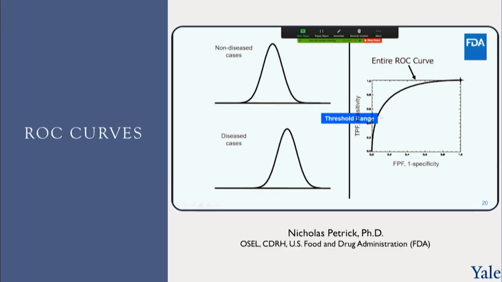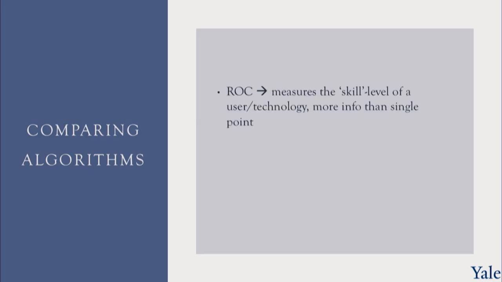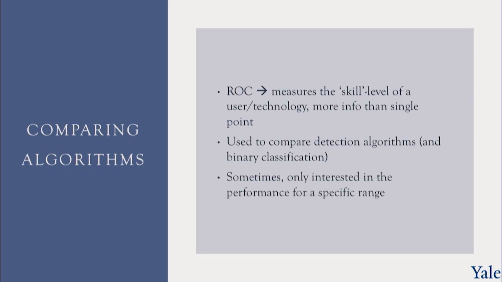And so this ROC curve tells us more about the fundamental properties of the algorithm and not just one individual operating point. And ROC curves are the right way to characterize a detection algorithm, because depending on your application, you understand the threshold separately. When it comes to comparing algorithms, the ROC curve really measures the skill level of the user or technology and gives you a lot more information than just a single point on the curve. And it can be used to compare detection algorithms and binary classification and all of those things.